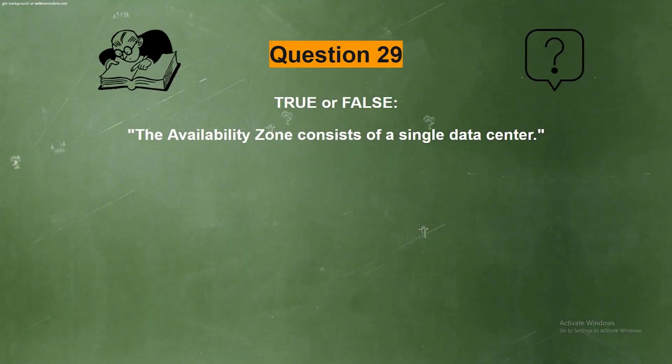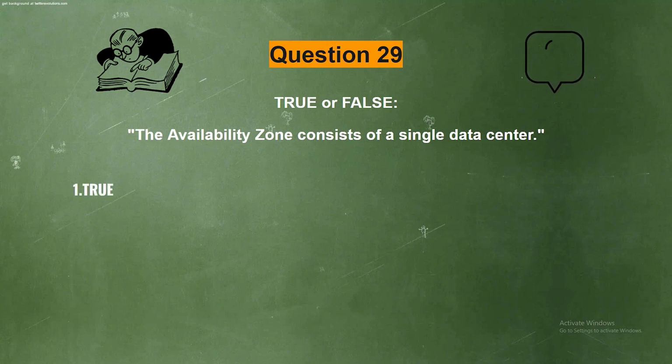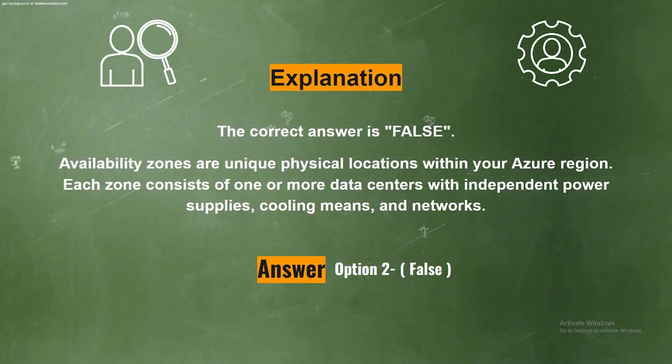Question 29. True or false? The availability zone consists of a single data center. And the options are: Option 1, true. Option 2, false. And the correct answer is Option 2, false. Explanation: the correct answer is false. Availability zones are unique physical locations within your Azure region. Each zone consists of one or more data centers with independent power supplies, cooling means, and networks.